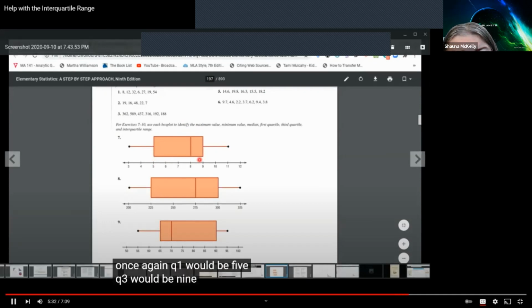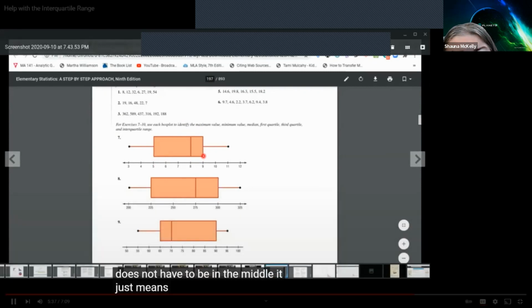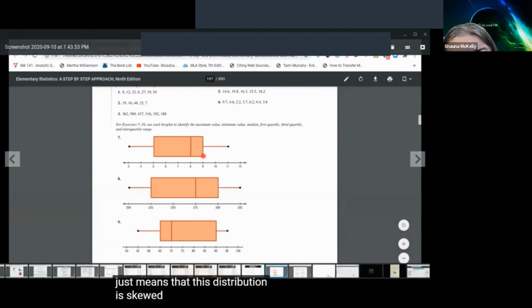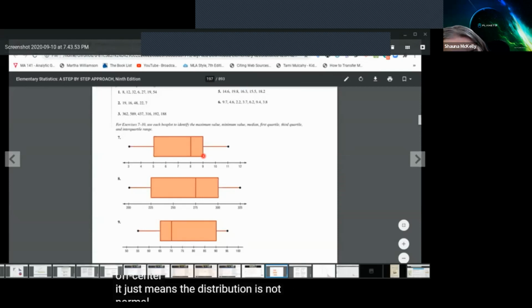The median does not have to be in the middle. It just means that this distribution is skewed. So don't be thrown off by that. The median can be off center. It just means the distribution is not normal.